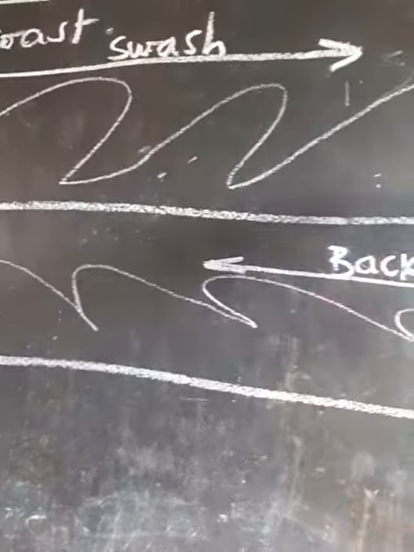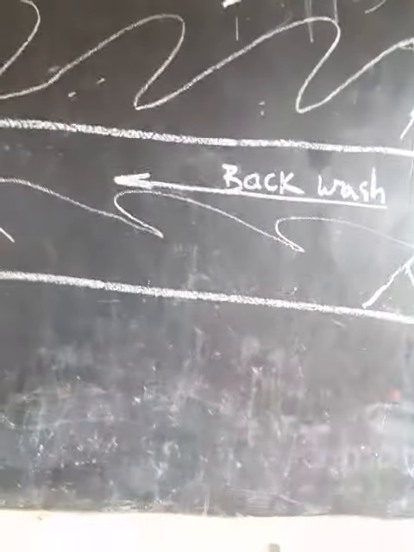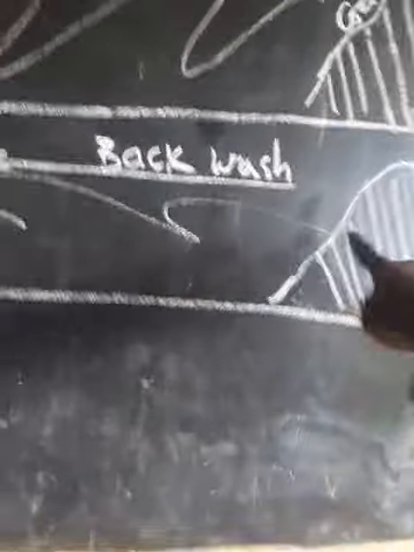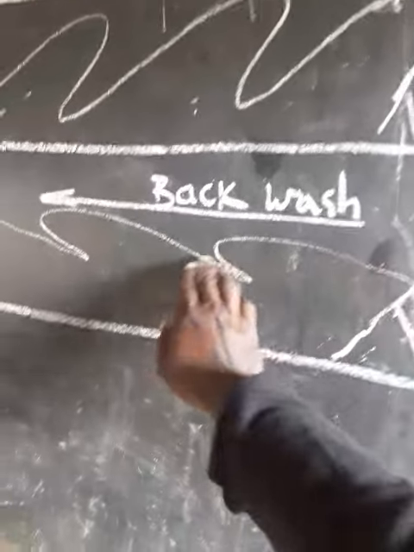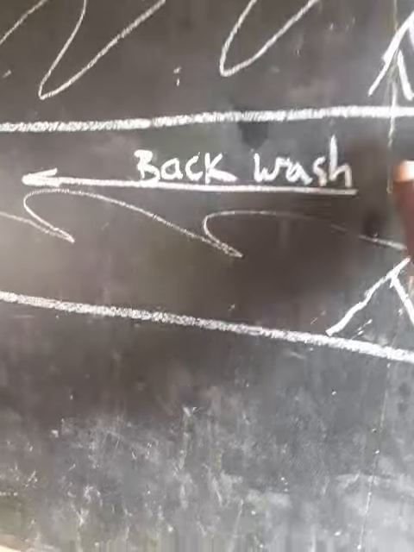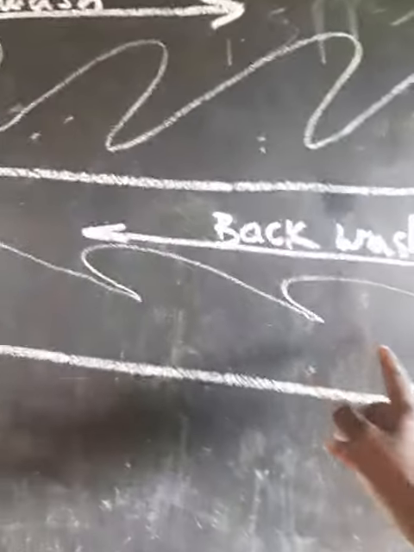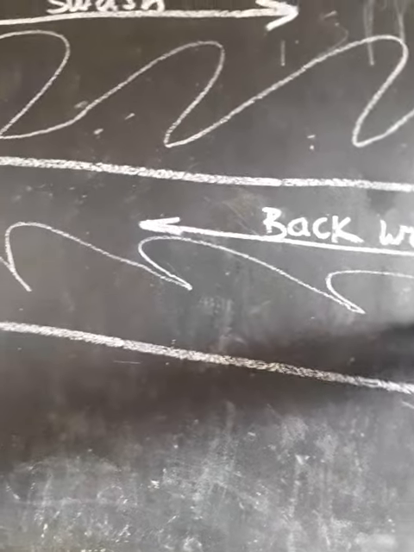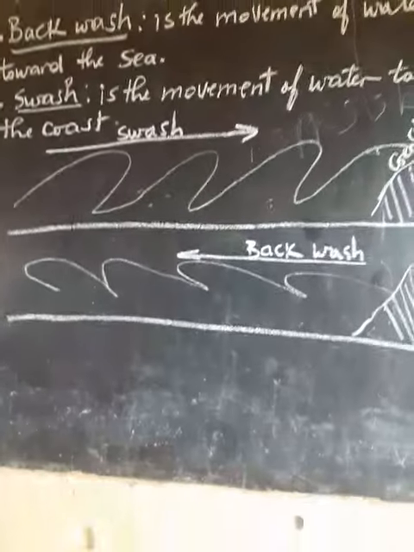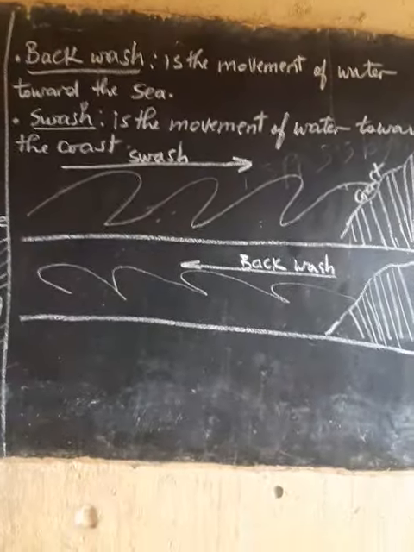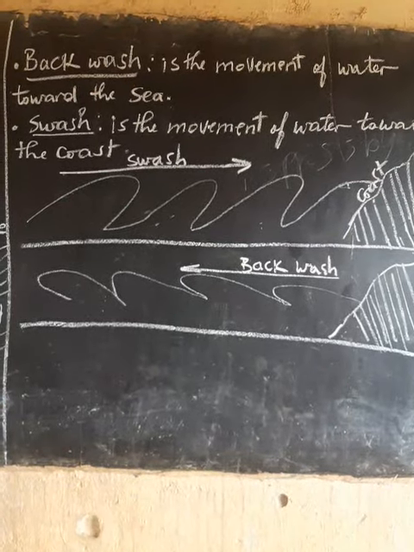Then you go to the backwash. When the water reaches the coast, it can also move backwards. So we have the coast here. When the water reaches the coast, it hits the coast and moves backwards. So this is the movement of water from the coast toward the sea. Such a term is referred to as a backwash. Therefore, the two diagrams clearly help us to understand the difference between swash and backwash.